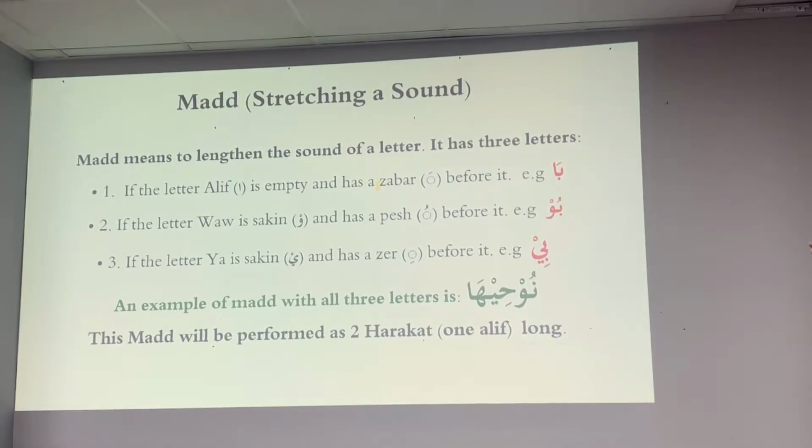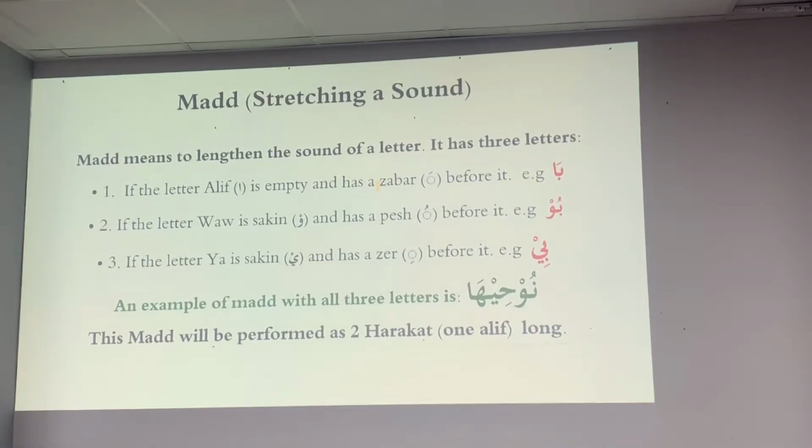Example is ba. You can see there is alif and before alif there is a letter ba with a zabar. So alif is empty, the letter before it has a zabar. This alif is a letter of mad and I need to stretch the sound, make the sound longer. So number one is ba.